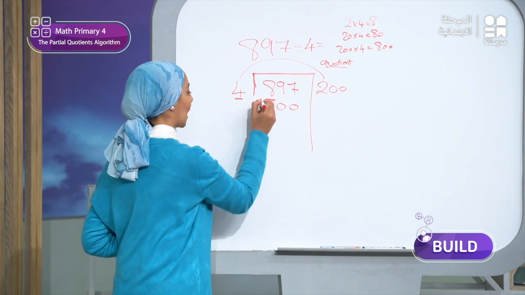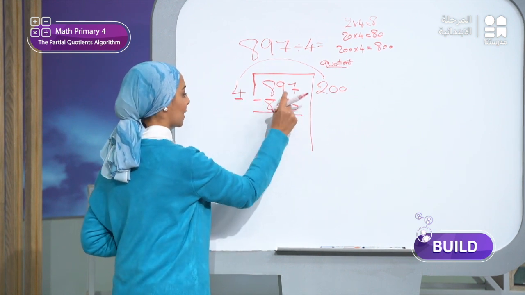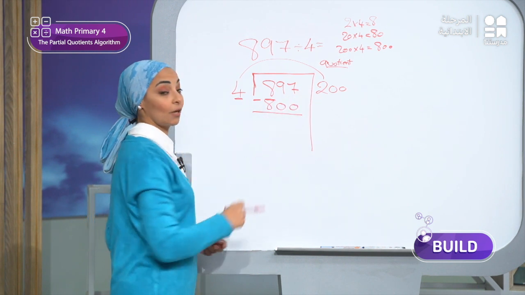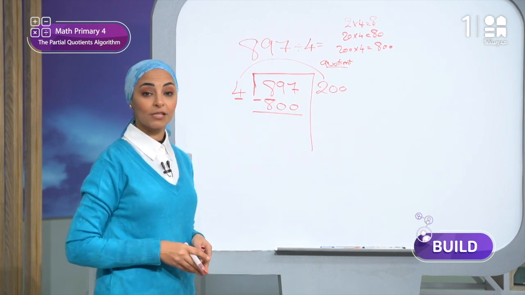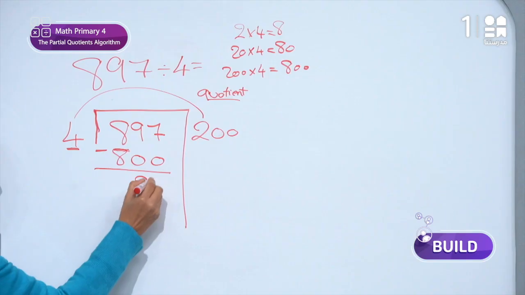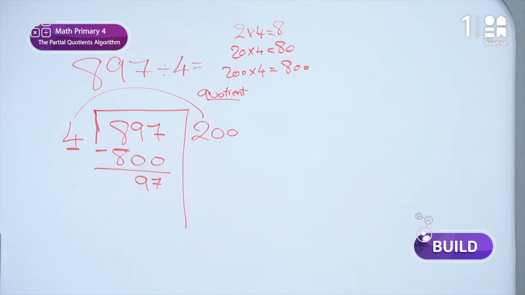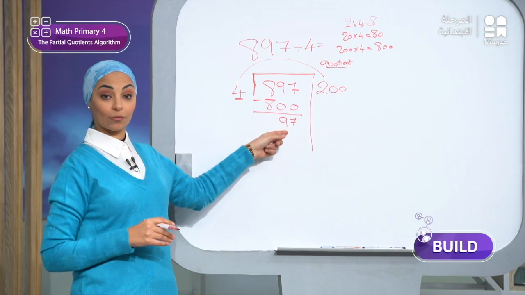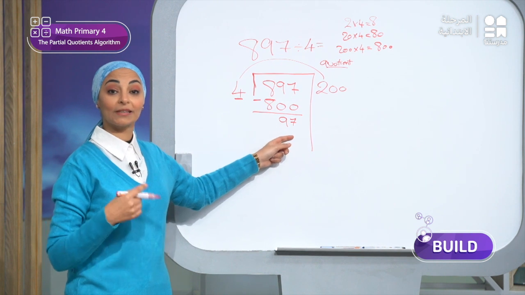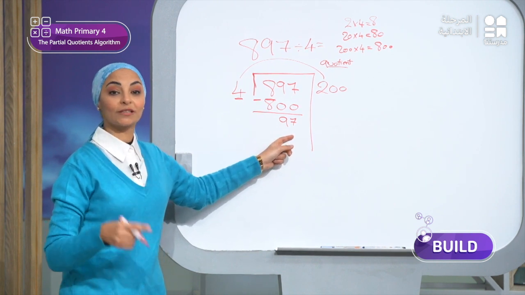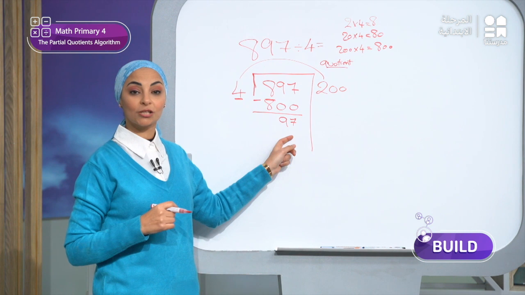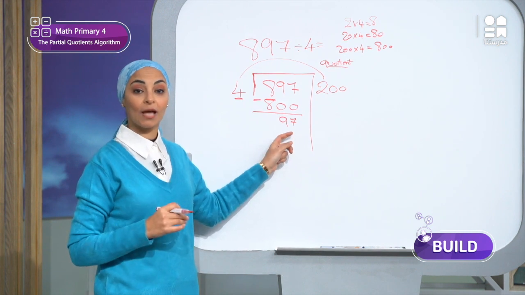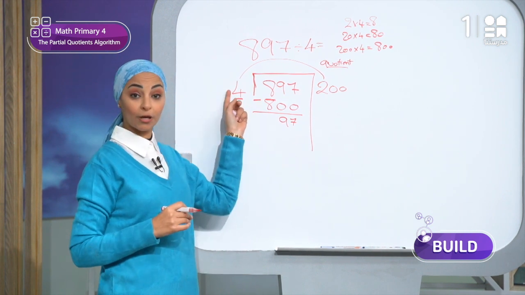Then what will I do? I will subtract. I'll subtract 800 from 897, so the answer will be, of course, 97. This is the first step. Then what should I do? This 97 will be the new dividend. Now I will start another step. What do I do? Ask yourself the same question: is 97 a multiple of 4?